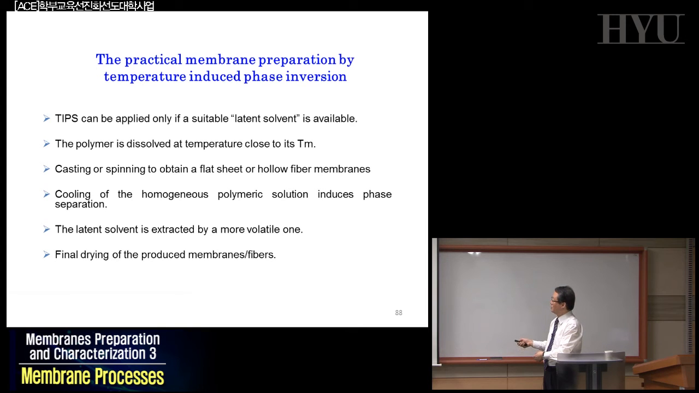Casting solution could be spun into hollow fiber, or you can cast a membrane with the flat type, and so on. But latent solvents should be extracted.